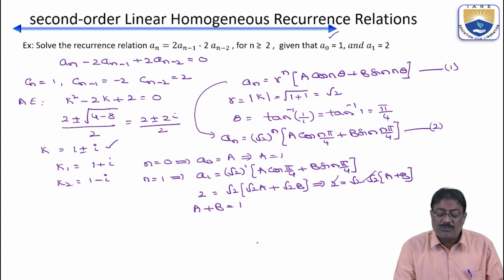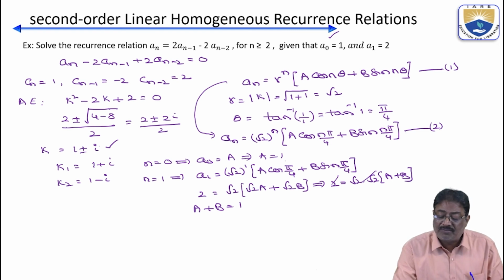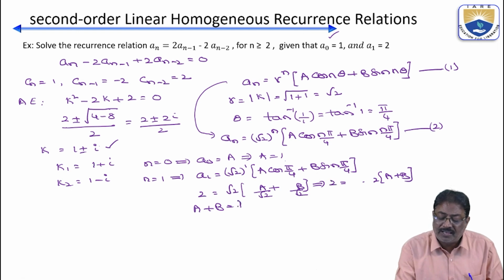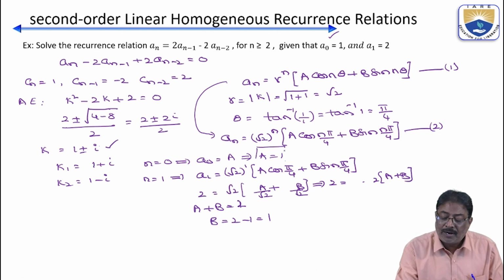Then, a is equal to 1, since sin pi by 4 is 1 by root 2 as well. The root 2 terms cancel, and this will be 2. So the a value is 1, and b is equal to 2 minus 1, which is 1. So a is equal to 1 and b is equal to 1.